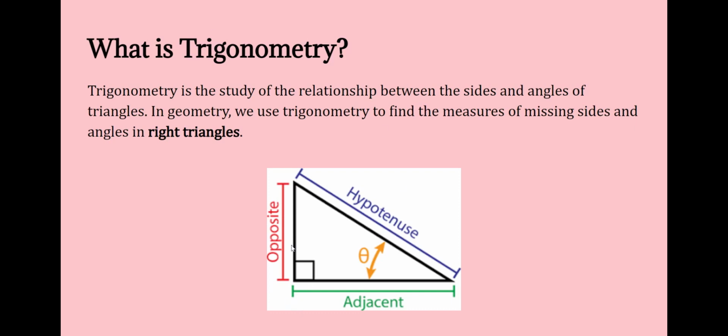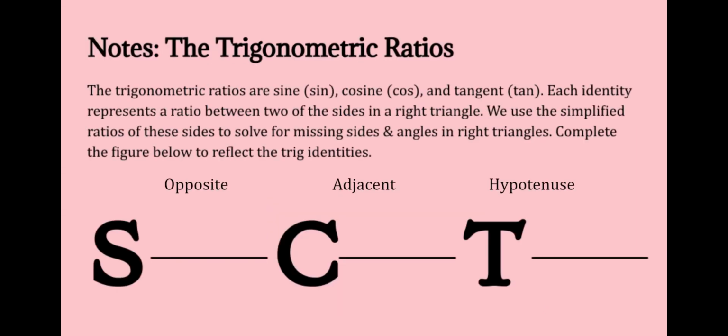We know this is a right triangle right here because it's got this little box in the corner. So that's letting me know that's a 90-degree angle. It's a right triangle. So the first thing we need to know are these three trigonometric ratios. They are sine, cosine, tangent.